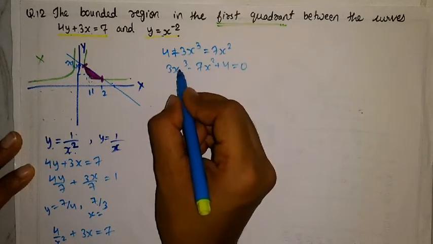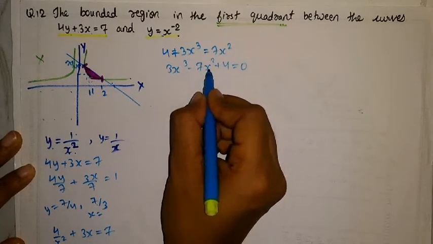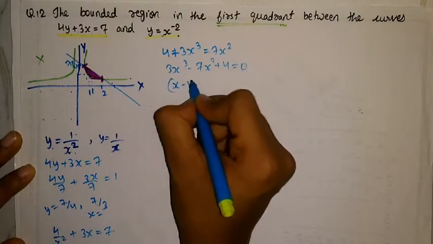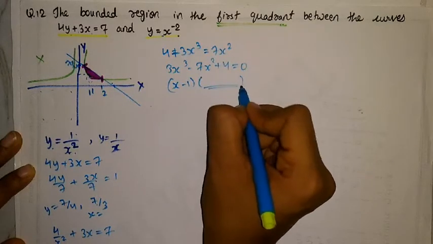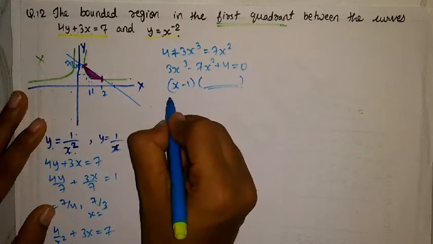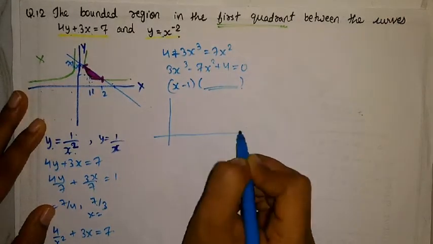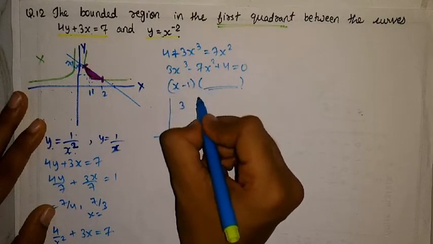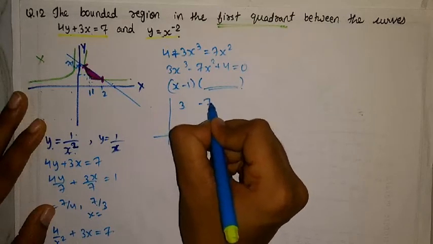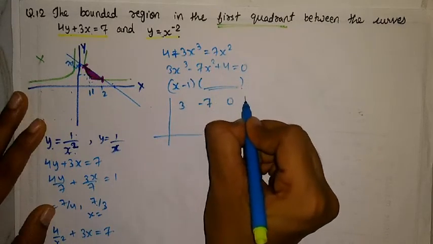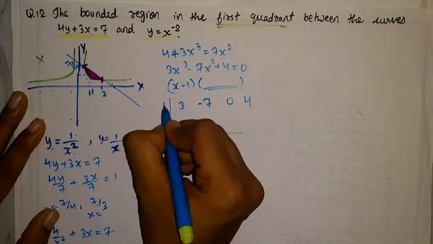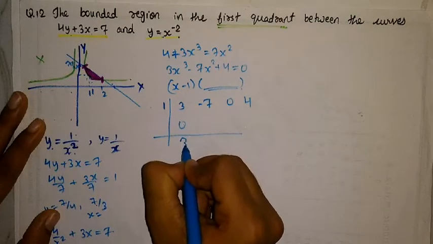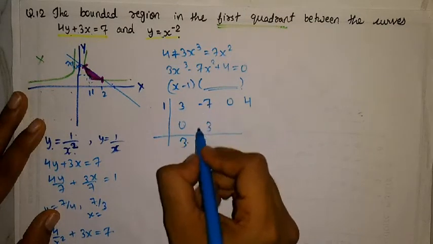Now we can clearly see if we put x is equal to 1, we get the sum 0. So we know x is equal to 1 is one root and we have to find the other root. So how to get that root? We know the division method that we have learned in our school. So put the coefficient of x cube 3, coefficient of x square is minus 7, x is 0 and the constant term. X is equal to 1 is one root. So when we put this we get 3 plus 0, 3. 3 ones are 3. Its sum is minus 4.